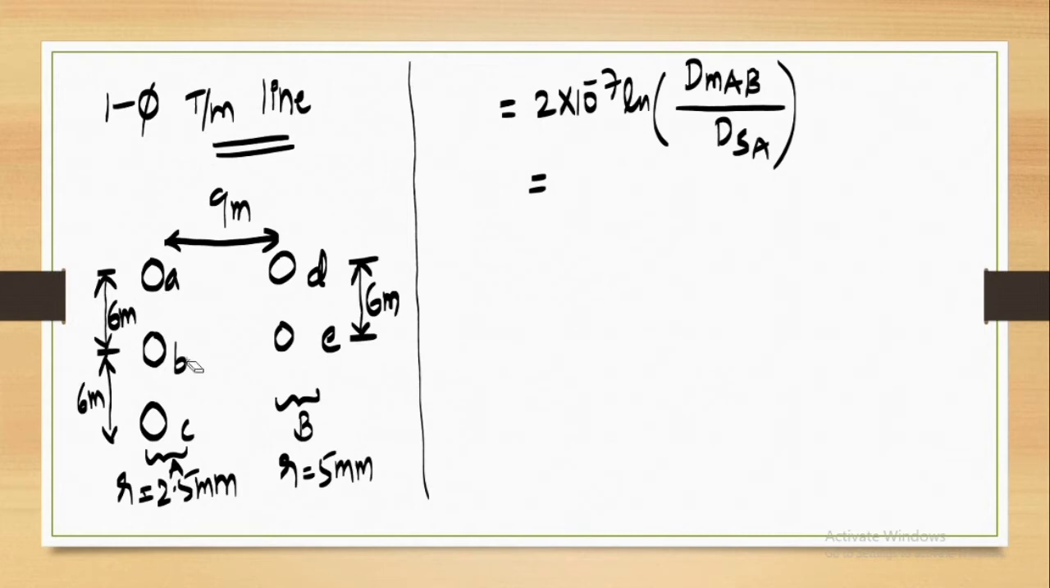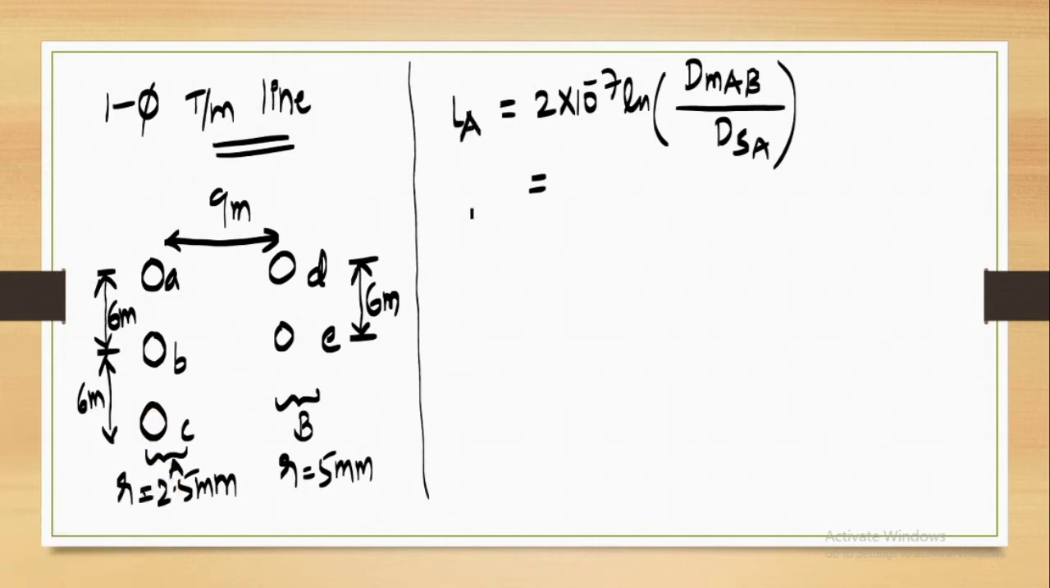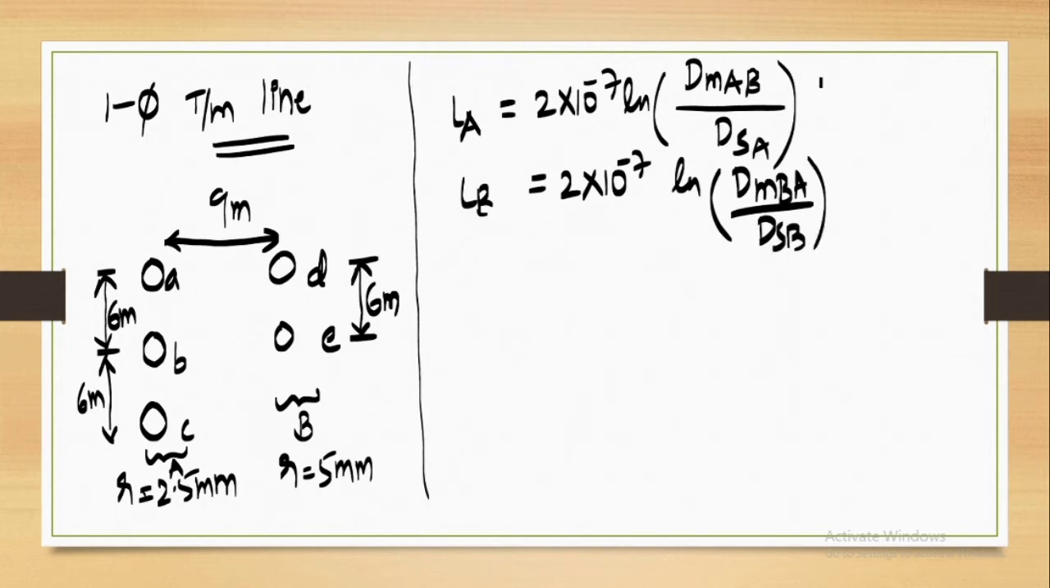What we need to find is the total inductance. Total inductance is the sum of 2 inductances. So this is LA, and what is the formula for LB? It is 2 times 10 power minus 7 into ln of, now what is the distance? The mutual distance between B to A divided with GMR of B. Okay, so it is Henry per meter per conductor and it is Henry per meter per conductor. Now what is the total inductance? Total inductance is the summation of LA and LB.